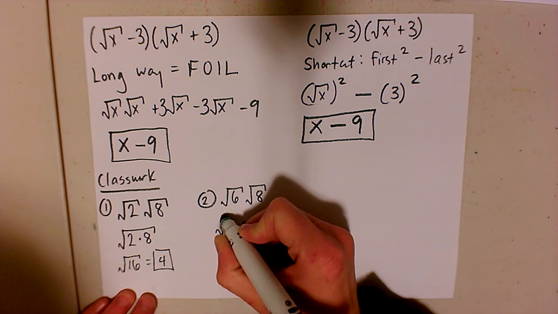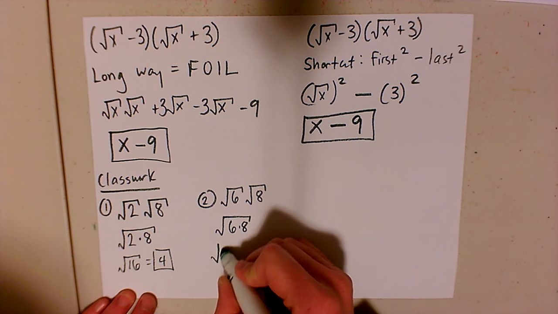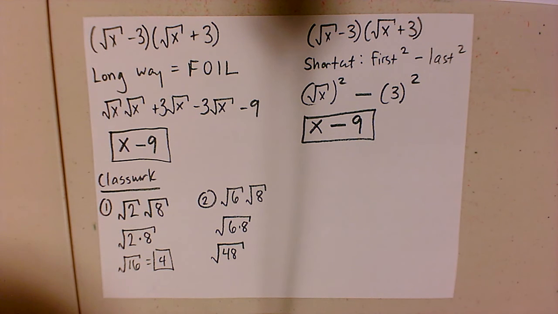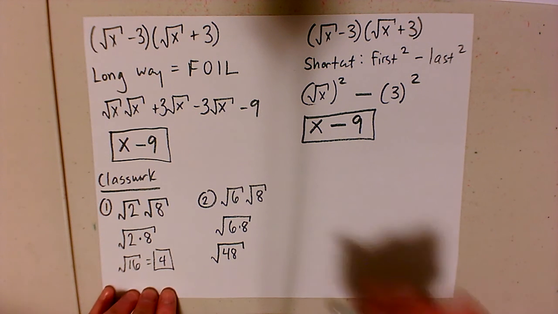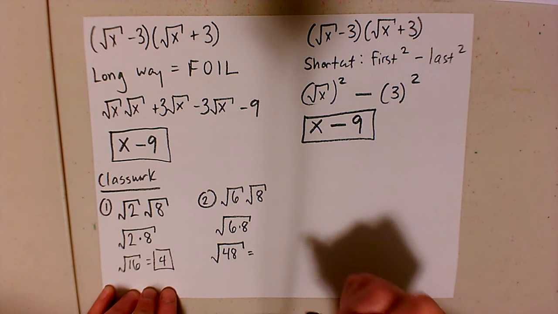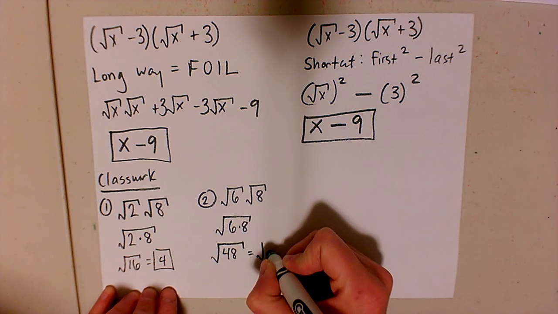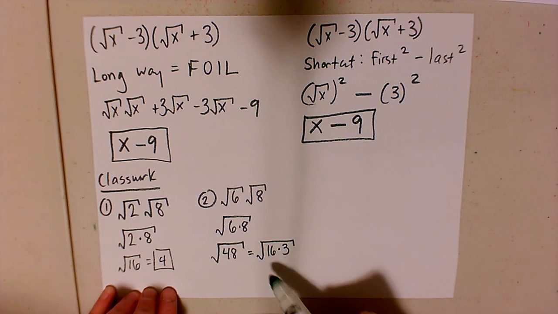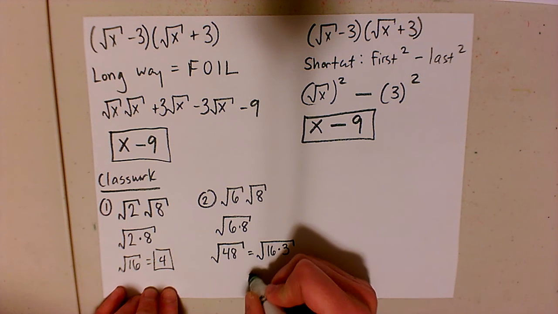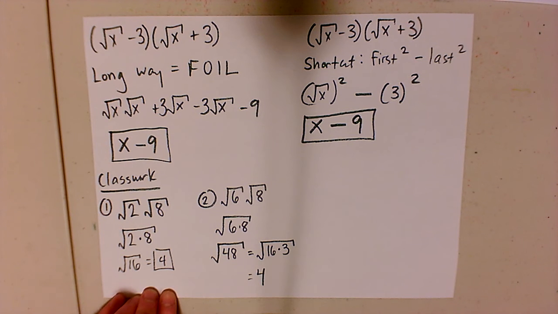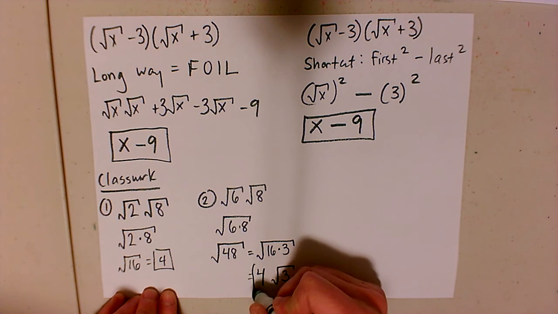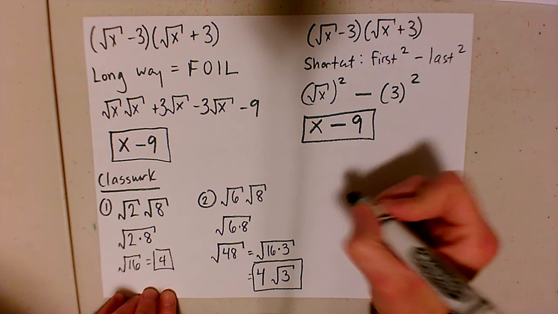For number 2, we have root 6 times root 8, which turns into the square root of 6 times 8, which is going to be the square root of 48. So 48 is not a perfect square, but we've come across this a lot. And the largest perfect square inside of 48 is 16, I'm sorry. So 48 is the same thing as 16 times 3. And we know the square root of 16 is 4, and we can pull that out. And the 3, we can't do anything with that, so we leave that on the inside. And so our answer is 4 root 3.